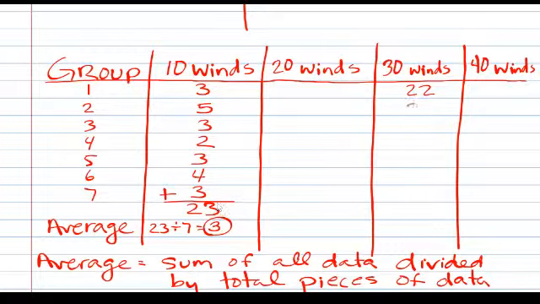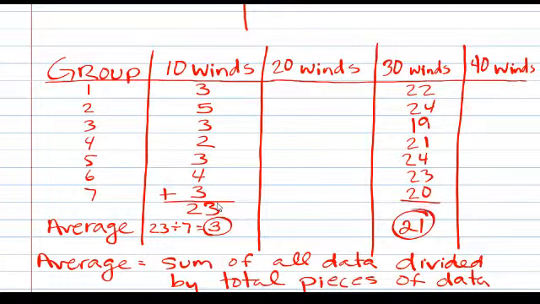Group 2 says we got 24. Group 3 says we got 19. Group 4 says we got 21. Group 5, we got 24. Group 6, 23. Group 7 says we got 20. Take the average, add all of these up, and divide it by 7, and see if your average is close to 21. If it is, then once again you have used science and math to make a prediction that is accurate when you actually test it.